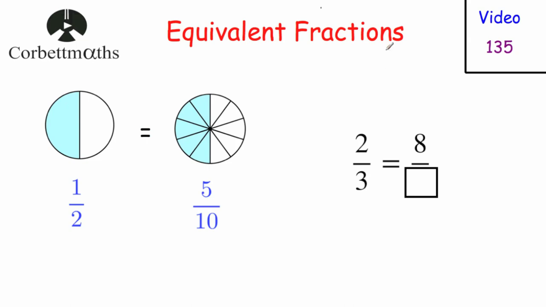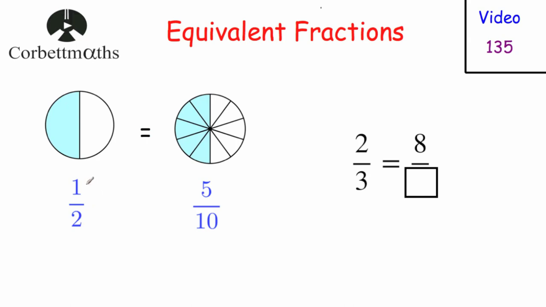So our next topic is equivalent fractions, and that's video 135 in Corbettmaths. Here we've got two fractions that are equivalent to each other, 1/2 and 5/10. And as you can see, 1/2 is the same as 5/10. Now for two fractions to be equivalent to each other, the numerator and denominator must be multiplied or divided by the same number to get an equivalent fraction.